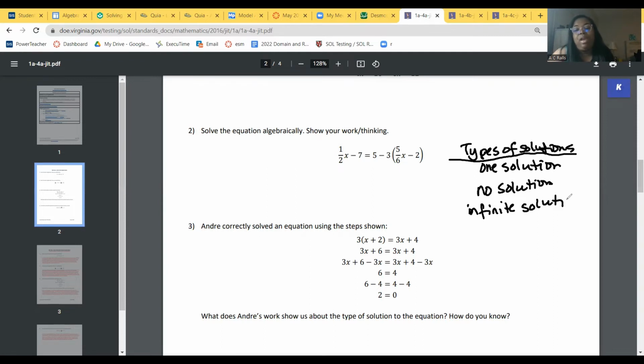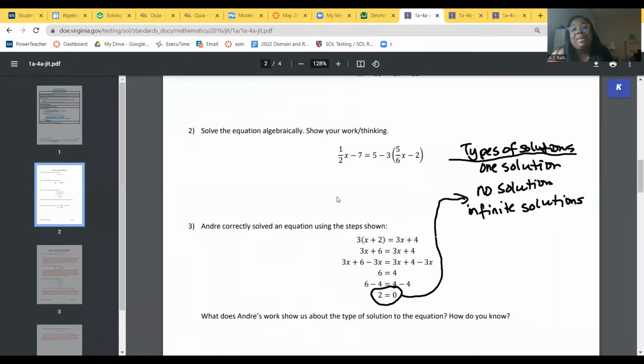That means any value for X or any value for the variable will work. So when you solve your equation like Andre did, Andre solved and he ended up with this final answer: 2 is equal to 0. If Andre has ended up with 2 equal to 0, then that means it is a no solution.